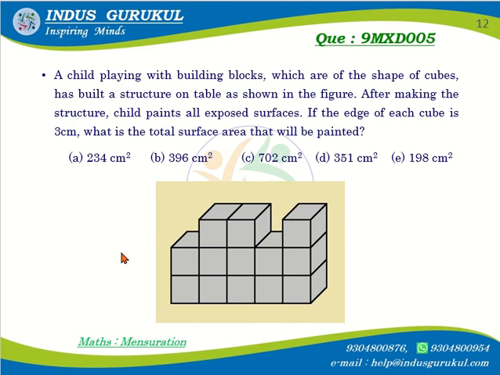We are going to the next question again. For this, you can pause the video, read the question and answer. The question is asking what is the total surface area that will be painted. The painting is happening on exposed surfaces. Here the key is that front, back, left, right, and top are exposed, but the bottom is not exposed.